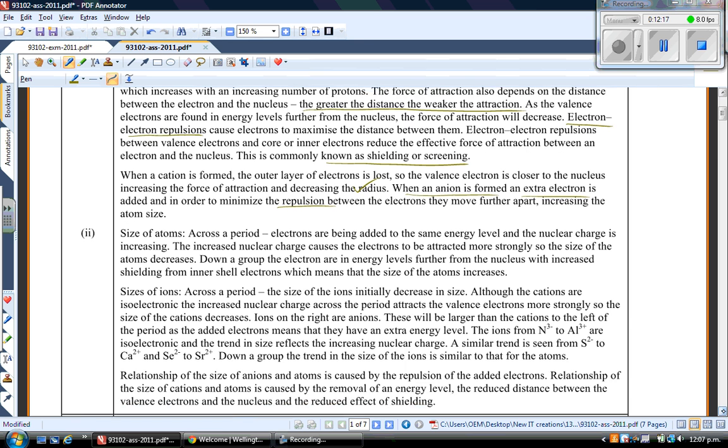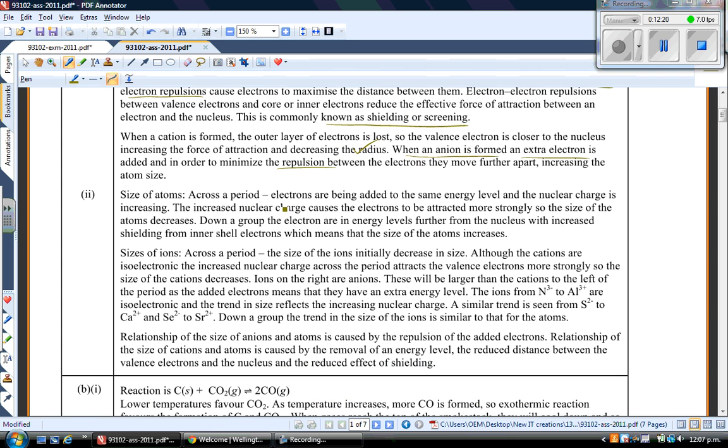In part 2 here, size of atoms across a period, electrons are being added to the same energy level and the nuclear charge is increasing because you have more protons. So nuclear charge due to more protons is increasing as you go across the periodic table. The increased nuclear charge causes the electrons to be attracted more strongly, so the size of the atoms decreases. Down a group, the electrons are in energy levels further from the nucleus, so it's distance from the nucleus, with increased shielding from inner shell electrons, which means that the size of the atoms increases. So that's kind of reiterating what we already said for part 1.